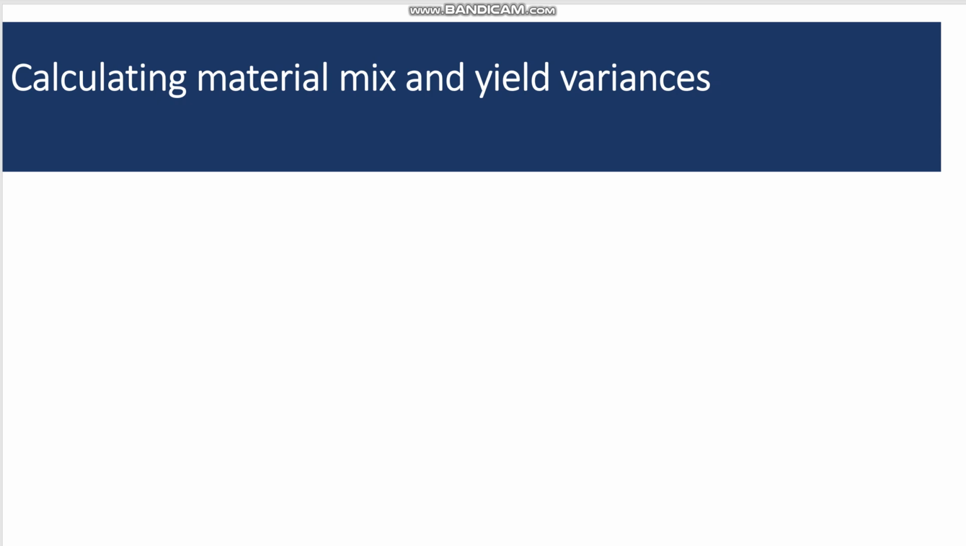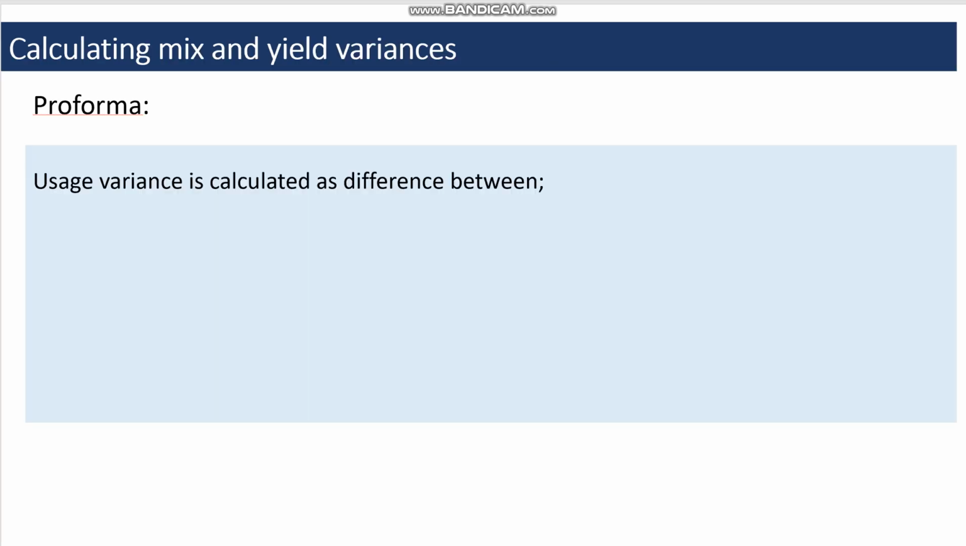Let's understand how to calculate material mix and yield variances. Okay, so first of all, in order to calculate material mix and yield variances, we have to understand how to build the pro forma for the material mix and yield variances.